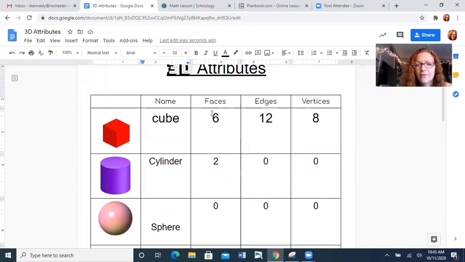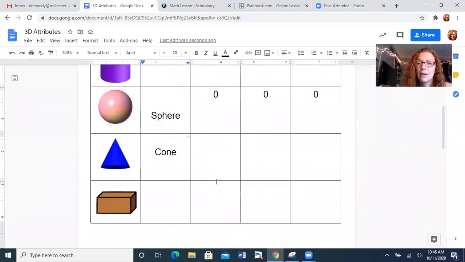All right, so we are looking for the faces. Remember, the face is the flat part of a shape. Is this flat? Nope. Is this bottom part flat? Yeah, absolutely. So how many faces does a cone have? Say it louder. Just one. Nice job. Just one.